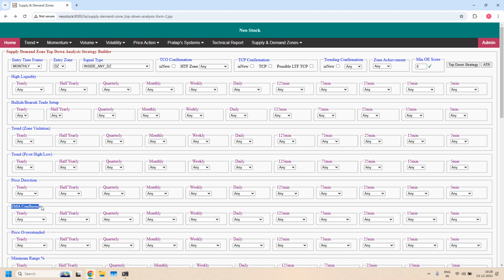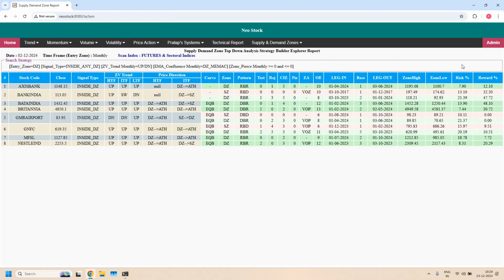So I am adding the EMA Confluence filter, monthly time frame, monthly demand zone having monthly EMA Confluence, and during EMA Confluence the trend should not be sideways on monthly time frame. So I am selecting trend up or down. Now I got 8 stocks. These 8 monthly demand zones are having monthly EMA Confluence, and current price is closed in the monthly demand zone.